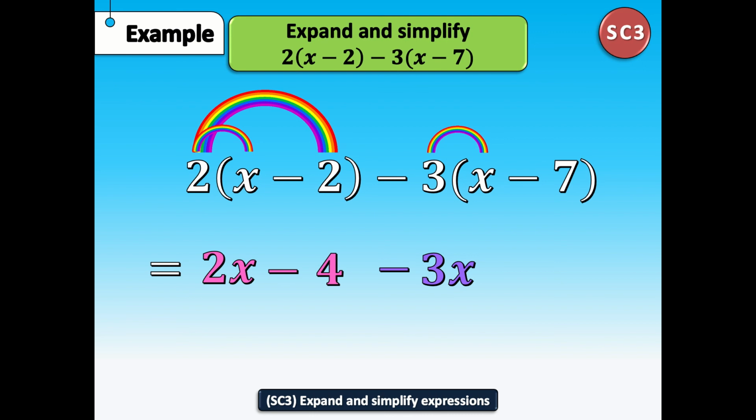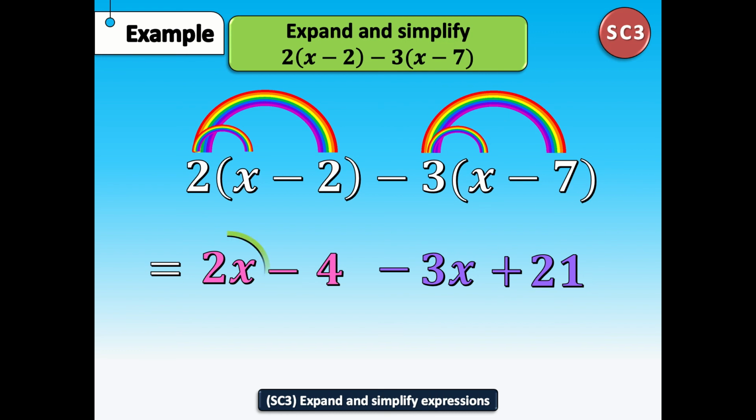Then we've got to do, again, minus 3 times minus 7. Now when you times two negative numbers together, you get a positive answer. So the answer is plus 21. Remember, that number in the middle is minus 3.